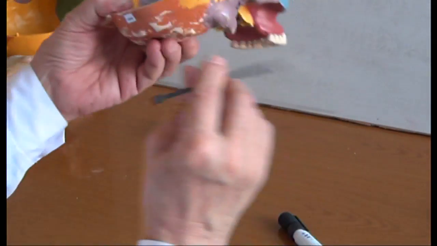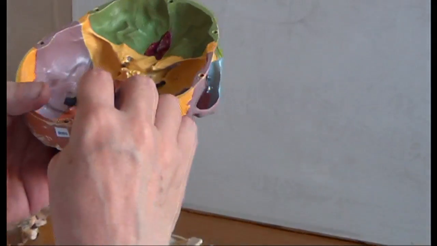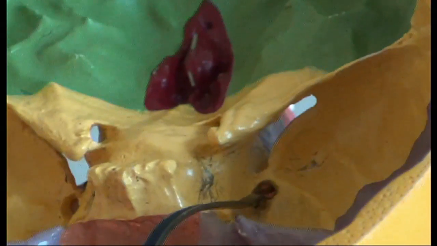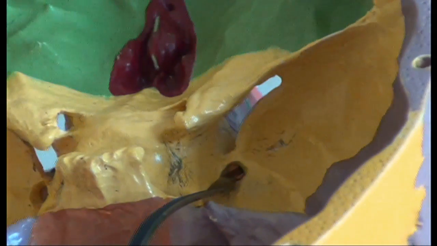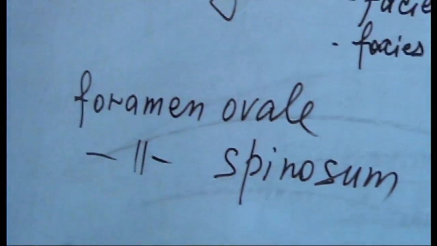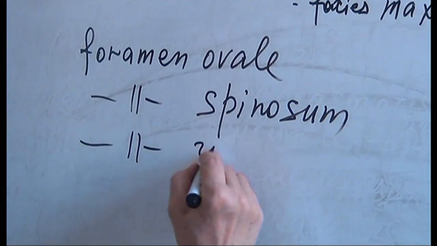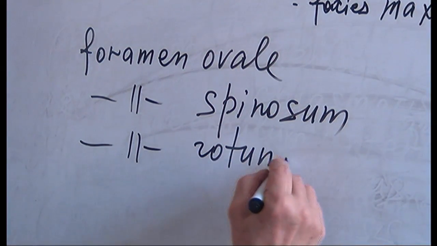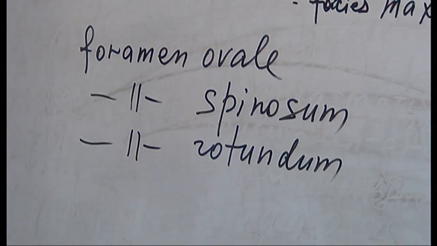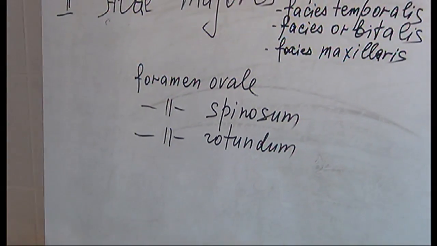And this way, foramen rotundum. Foramen rotundum means in translation round foramen.